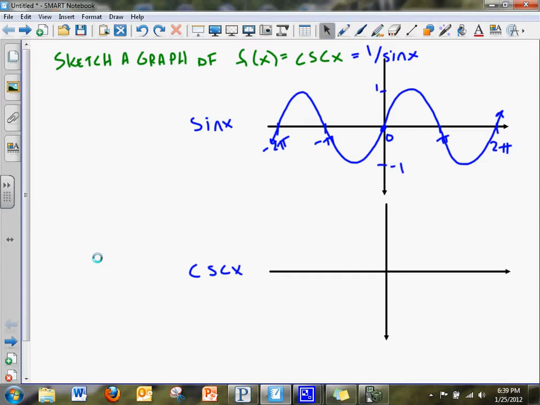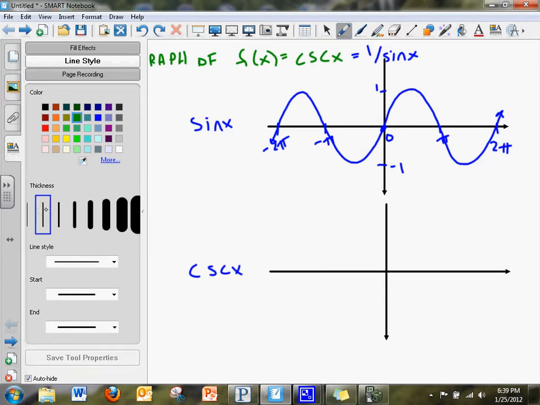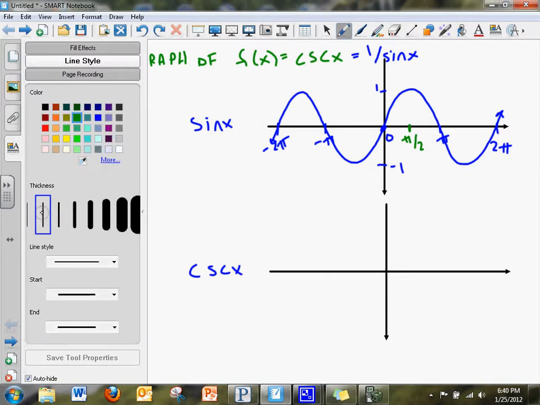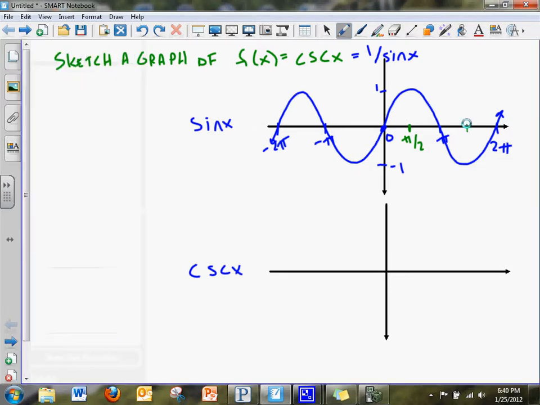Cool. Let's label this a little bit further. In between here, it reaches the maximum exactly between 0 and pi. That's pi over 2. Nice. Also, it reaches this minimum exactly in between pi and 2 pi, which is 3 pi over 2. So this point here is negative pi over 2. This is 3 pi over 2.